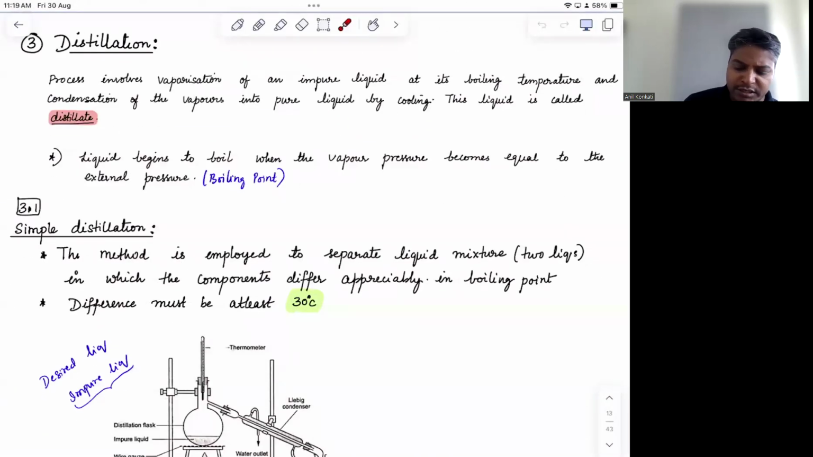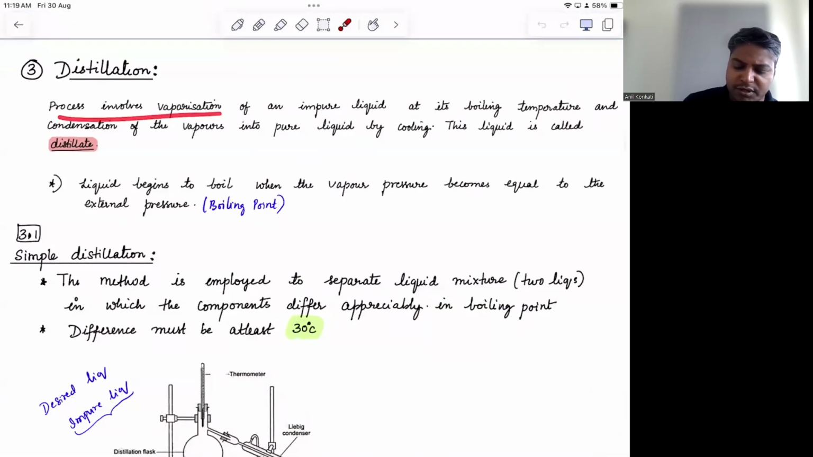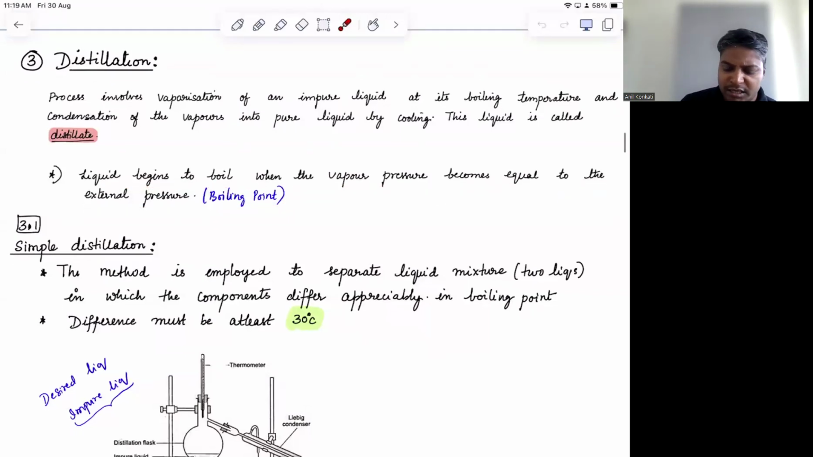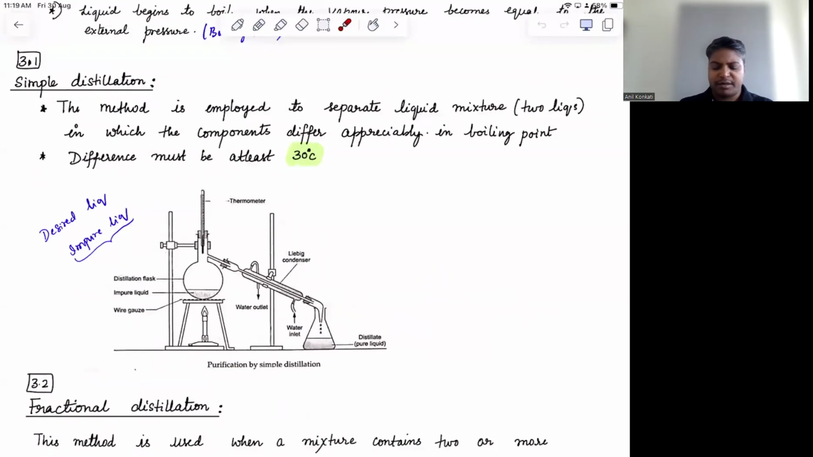Next, distillation. Here, the process involves vaporization of an impure liquid at its boiling point and condensation of the vapors into pure liquid by cooling. This liquid is called the distillate. The liquid begins to boil when the vapor pressure becomes equal to the external pressure, and then the boiling point occurs. There are many types here.